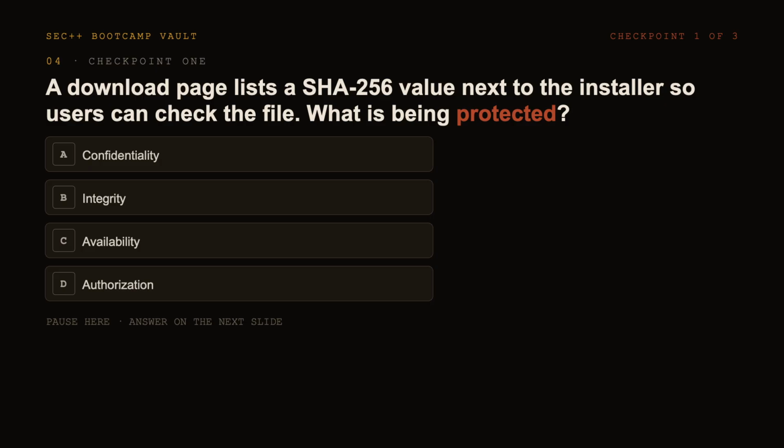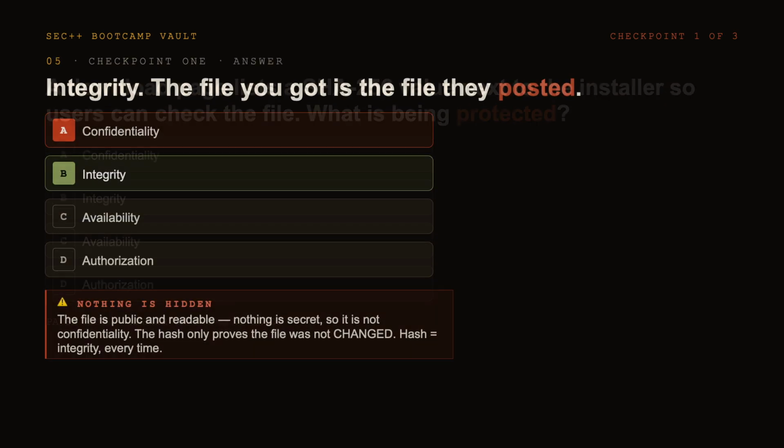Checkpoint 1. A download page lists a SHA-256 value next to the installer, so users can check the file after downloading. What is being protected? A. Confidentiality. B. Integrity. C. Availability. D. Authorization. What does a fingerprint prove? Pause now. The answer is B.